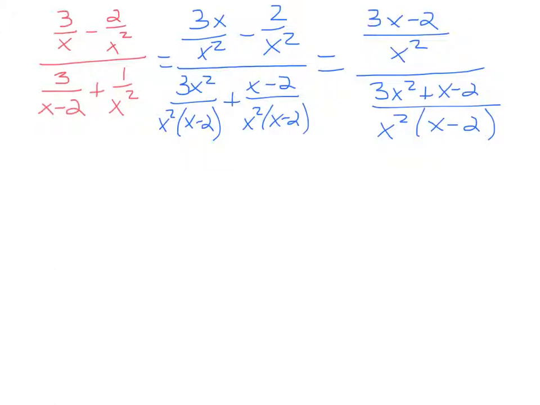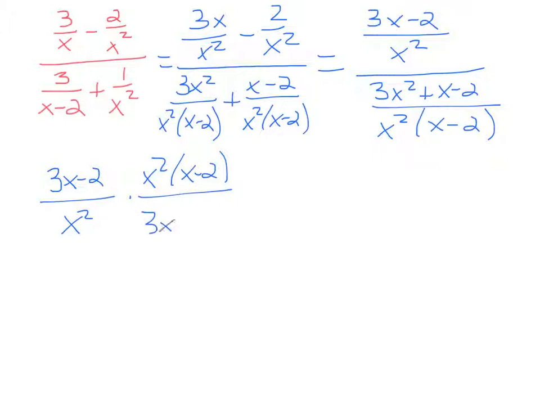So what we're going to do now is we have this fraction divided by another fraction, so we're going to flip the second fraction and multiply. And so we would have 3x minus 2 over x squared times x squared times x minus 2 over 3x squared plus x minus 2.